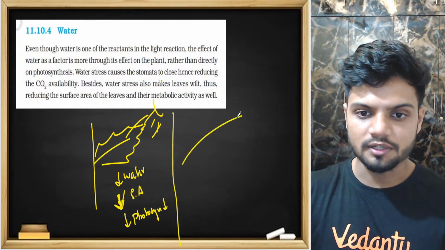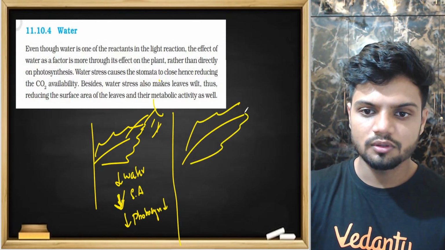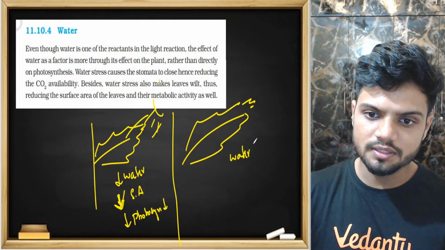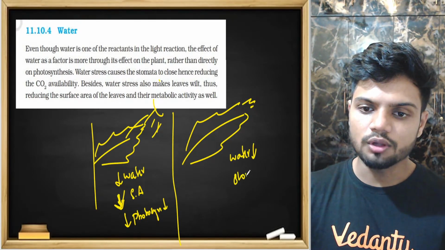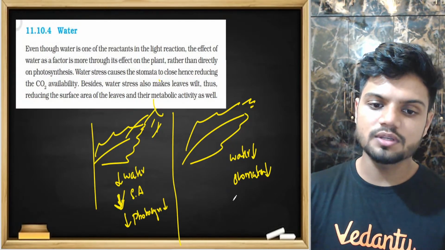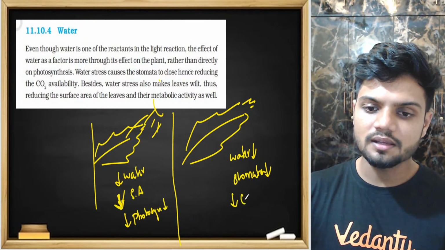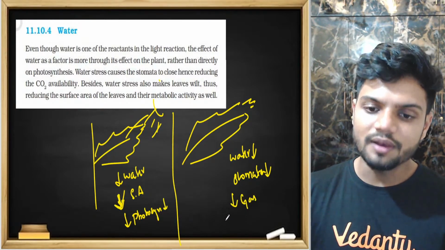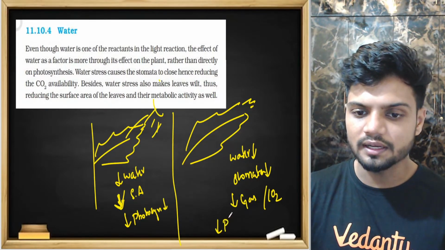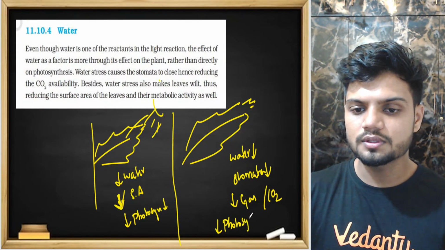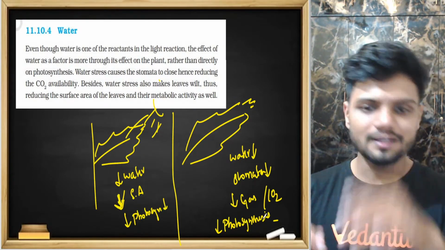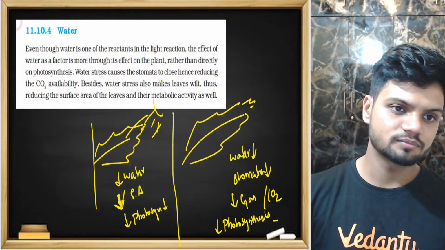The second one I'll tell you. This is the leaf right here. If water is reducing, can I tell all the stomata will close down? If stomata are closing, can I tell less gas exchange is happening? If less CO2 is entering, can I tell less photosynthesis is also happening? So the role of water is a little indirect here.